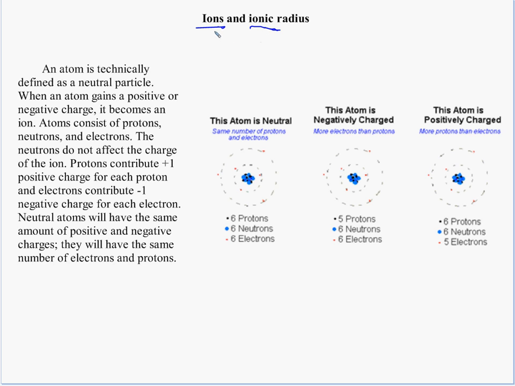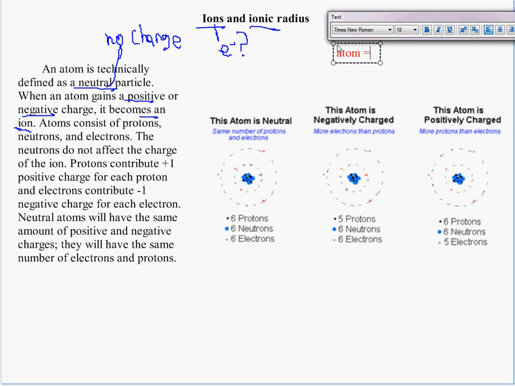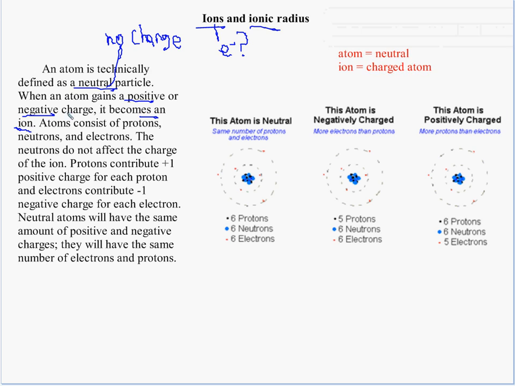I already remember ions are kind of like atoms, but I remember something with electrons. That's all I remember. An atom is technically defined as a neutral particle. Neutral means no charge. Remember my awesome bartender joke? You don't? Go watch all the videos again. Come on. When an atom gains a positive or negative charge, it becomes an ion. So atom equals neutral, ion equals charged. It's a charged atom, basically.